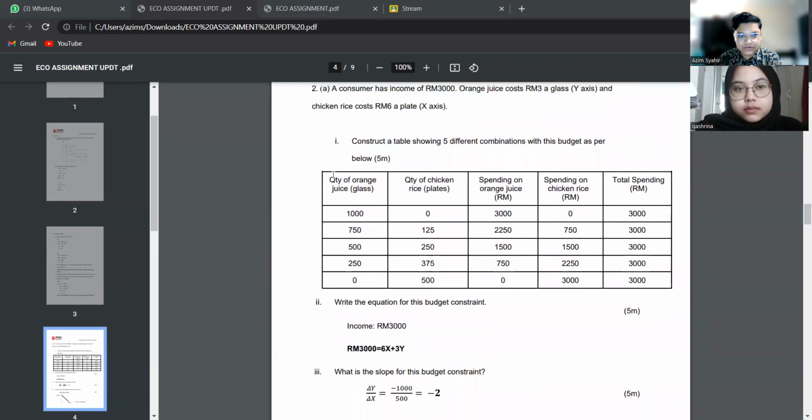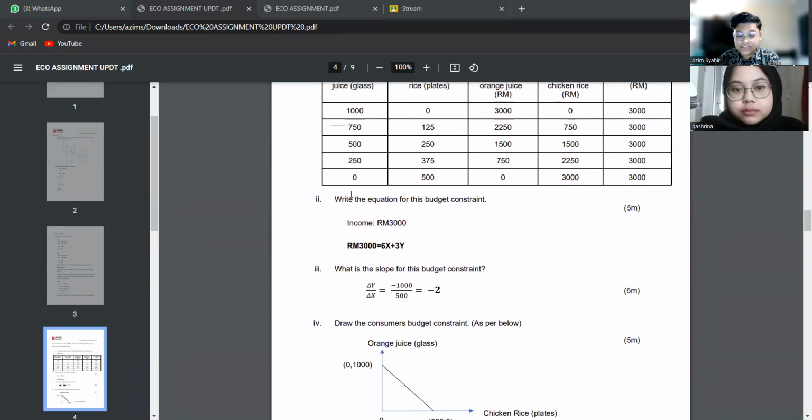So for question 2A1, we have to fill in this table. As you can see, I filled it up. Quantity of orange juice: 1,000, 750, 500, 250, 0. Quantity of chicken rice: 0, 125, 250, 375, 500. So this is all to get the total spending to be the same, 3,000 in the end.